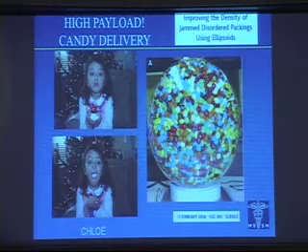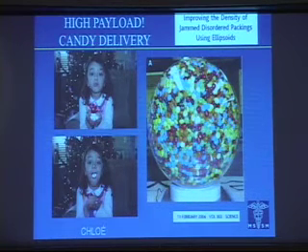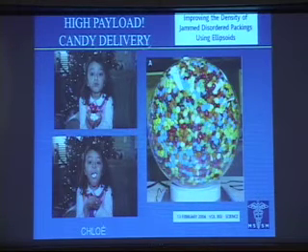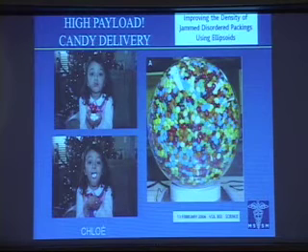And really the aspect there is the aspect of payload. In terms of doing imaging, especially by MRI and CT, can you really be sensitive enough? One way to do this is a very simple concept which relates to candy delivery, to actually delivery of a large amount of contrast or drug to a site of interest.